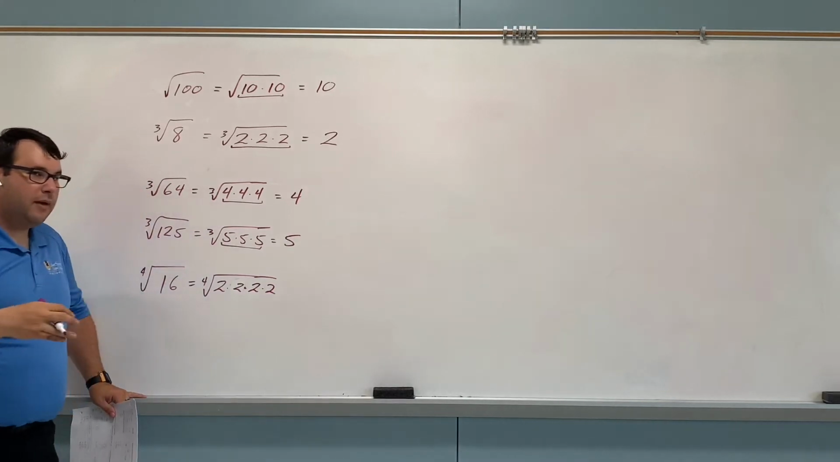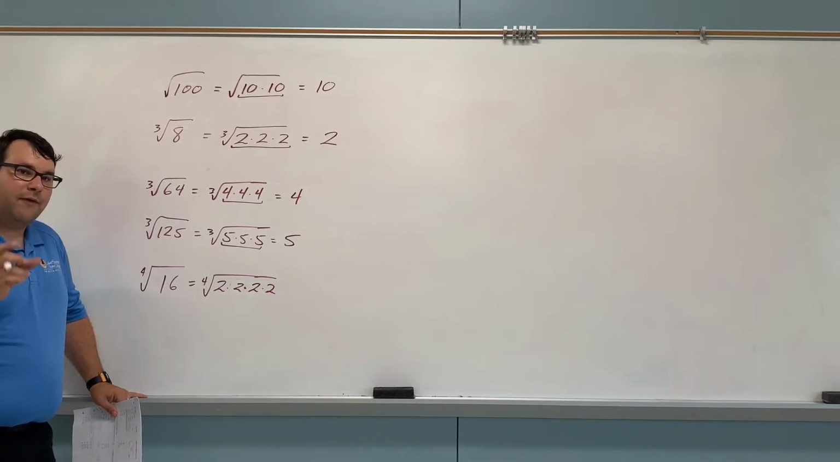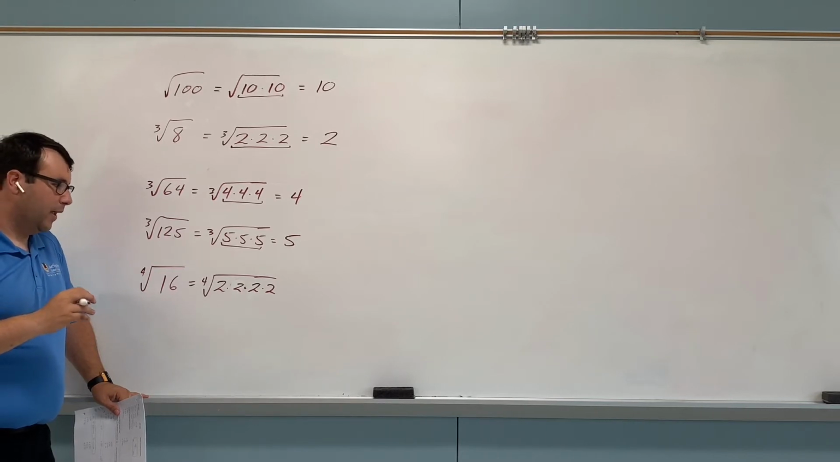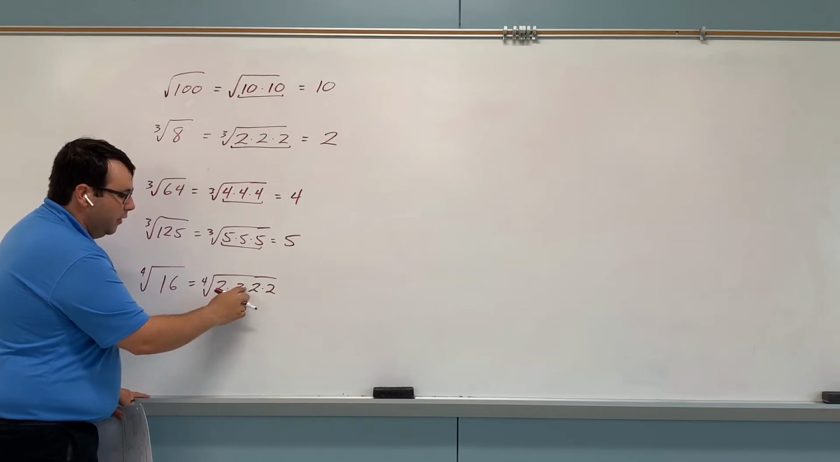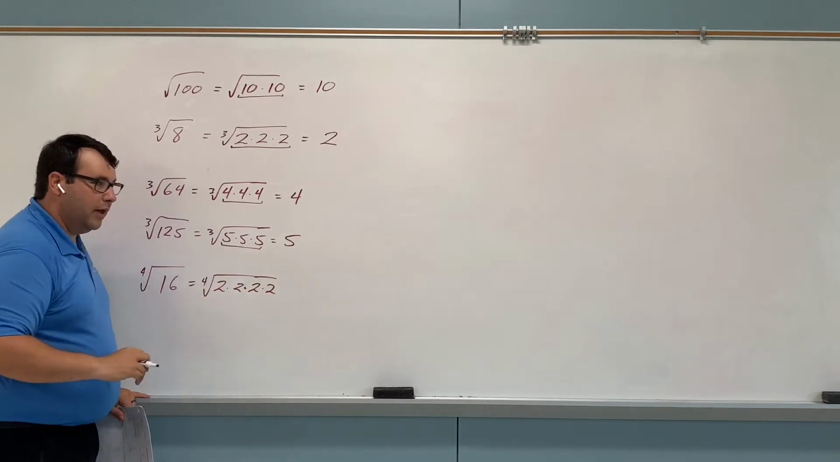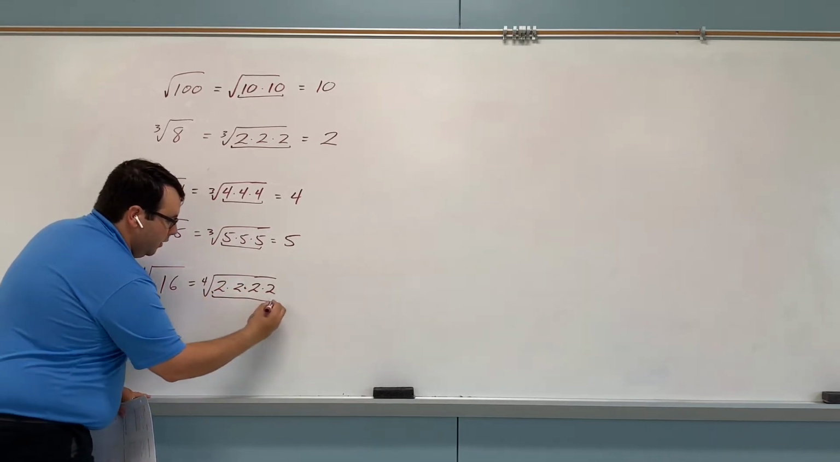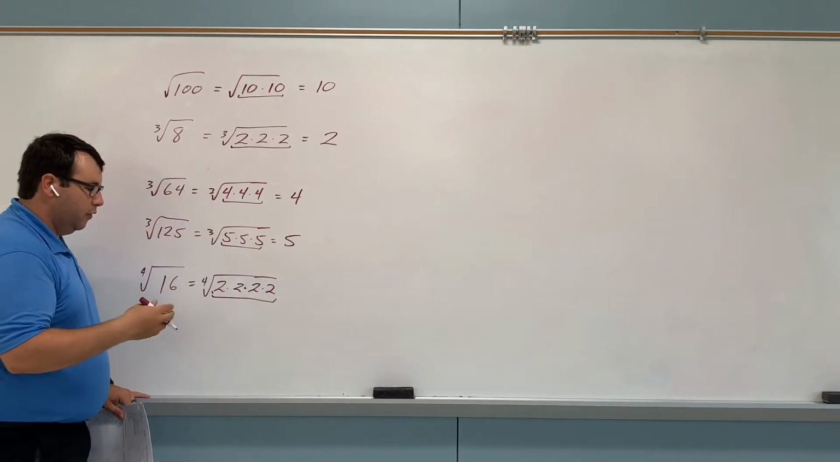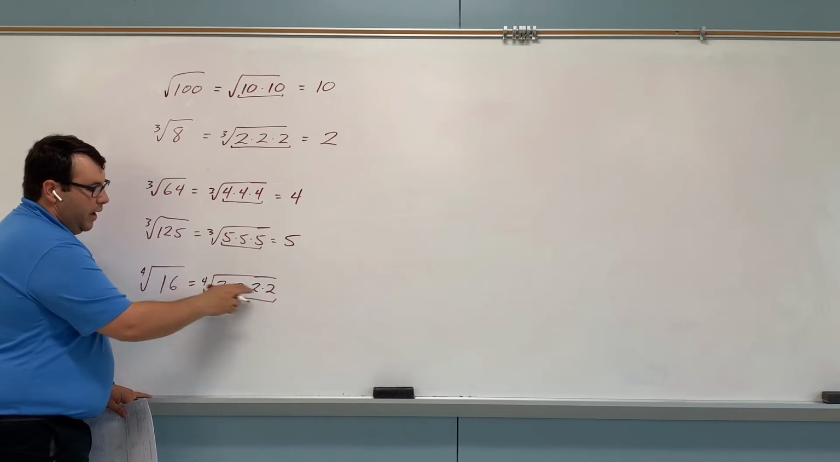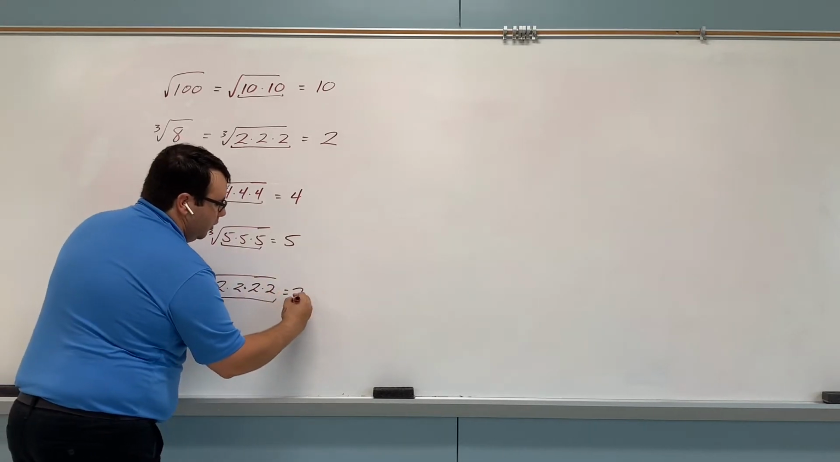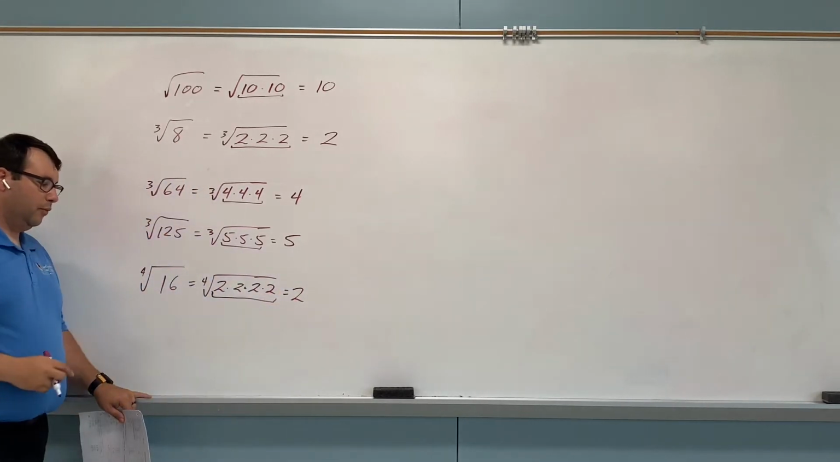So what I'm doing is I'm actually breaking down my values into multiple pairs. And as I get to the set value of multiple identical pairs that I need, I can then pull out terms. So here, I have 4 of 2 times 2 times 2 times 2. So that means I can pull out a 2 for the fourth root of 16.